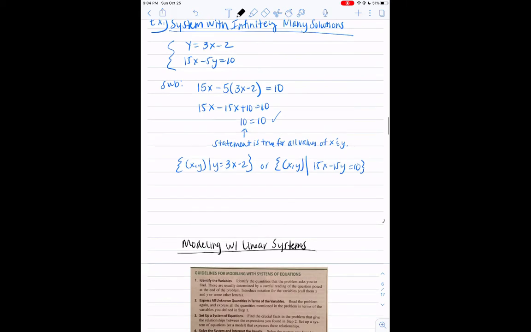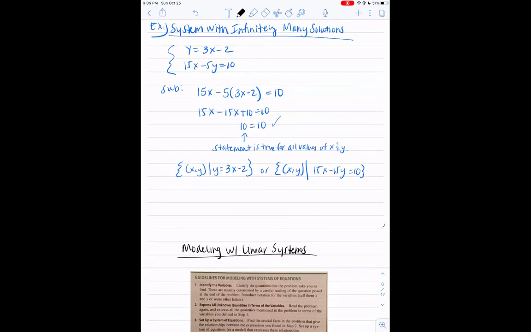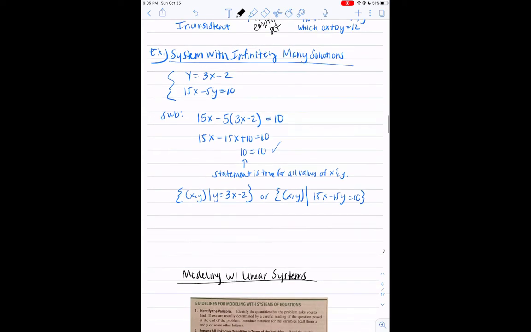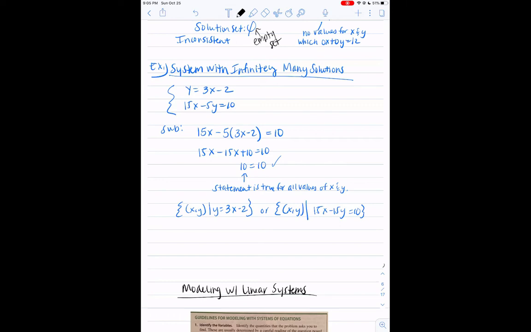So our next example, I have y equals 3x minus 2, and 15x minus 15y equals 10. I'm going to use the substitution method because I already have my y by itself. So I could do 15x minus 5 of 3x minus 2 equals 10. I distribute and my 15x's cancel and I get 10 equals 10. So this statement is true for all values of x and y. Whatever value I choose, it's always going to be equal because 10 equals 10.